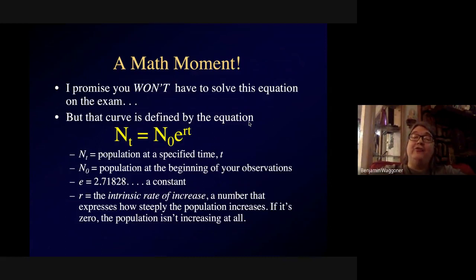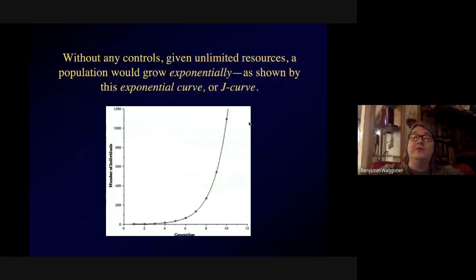e is an irrational number that's a constant. It's about 2.718. And then r is a number called the intrinsic rate of increase that expresses how steeply that population is increasing. If r is equal to 0, the population is not increasing at all. If r is equal to 1, the population is increasing relatively slowly. The larger r is, the faster that population grows, the steeper that curve gets.